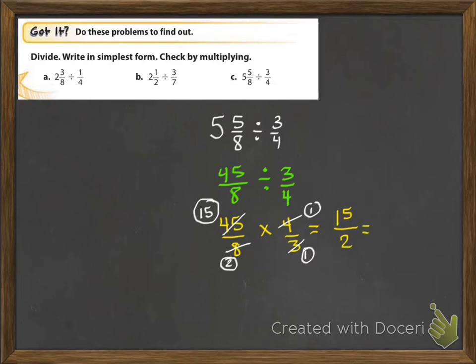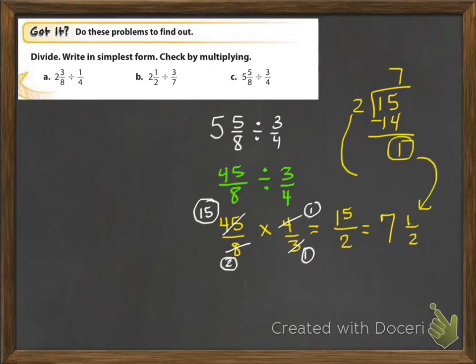Then we need to change it back into a mixed number. So we ask ourselves, how many times does 2 go into 15? That's going to be 7. 7 times 2 is 14, so we have 1 left over. Half. So just so you can see that up here, that's how we get the 1 goes here, the 2 goes here, and the 7 goes here.